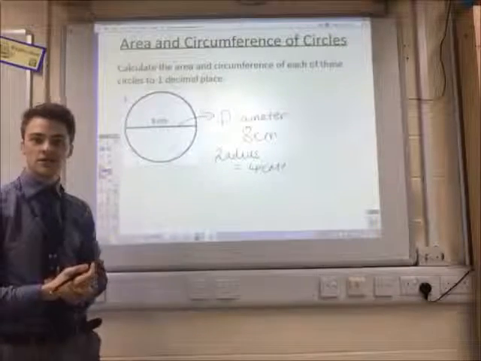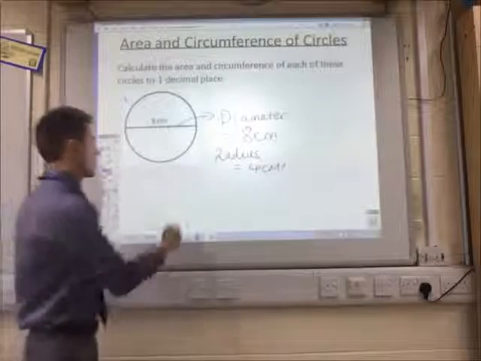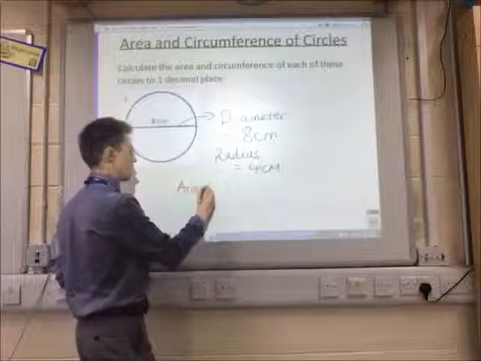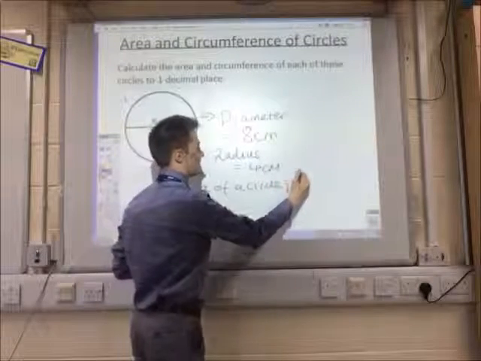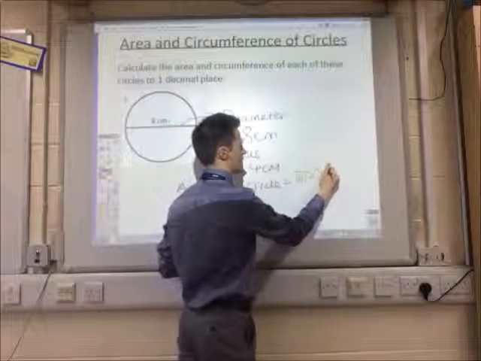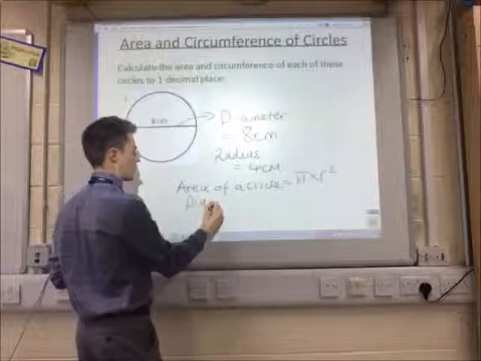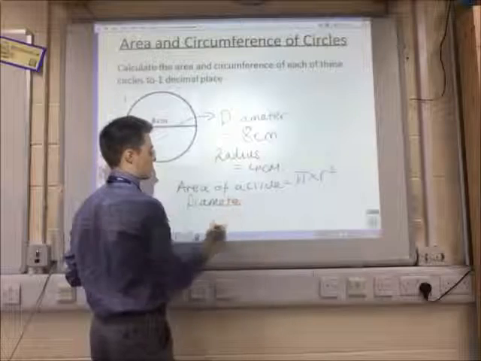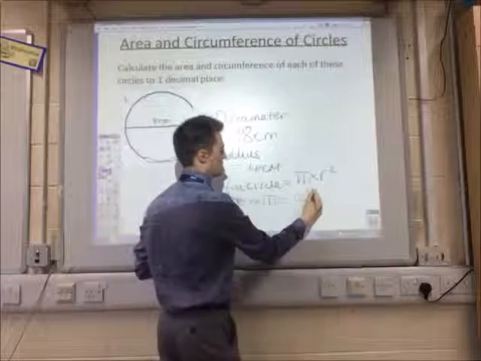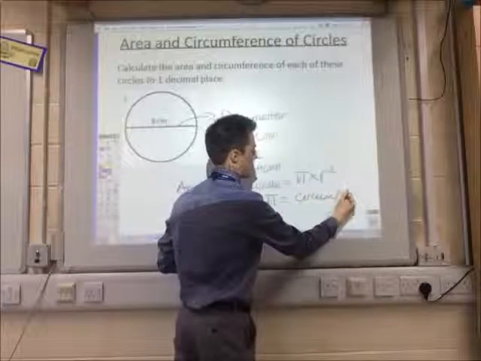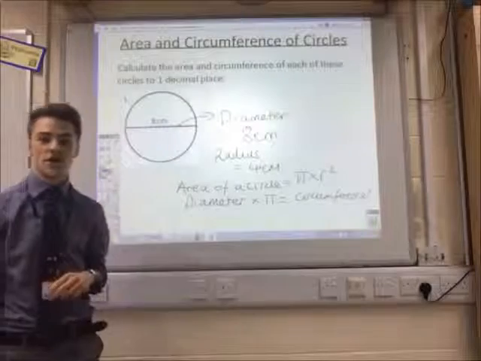So the next thing you need to know for area and circumference of circles is just 2 formulas. Area of a circle is pi times the radius squared, and diameter times pi will give you the circumference. So it's just 2 formulas that you need to know.